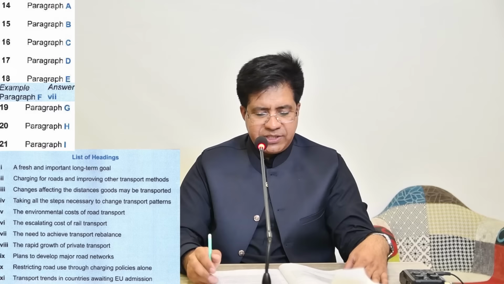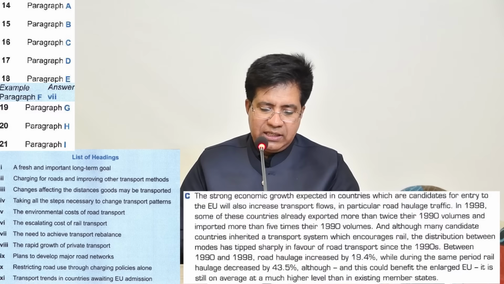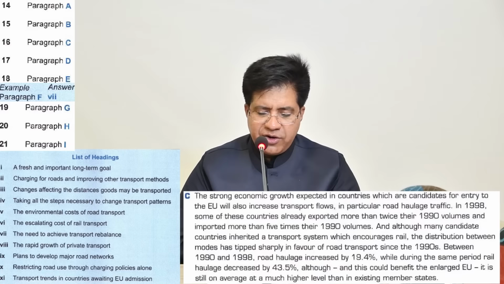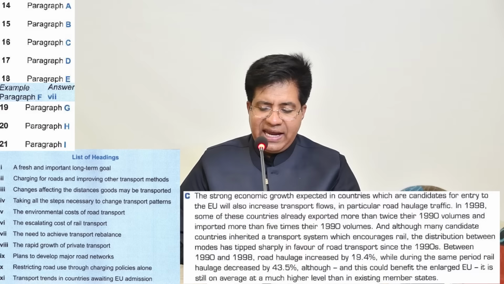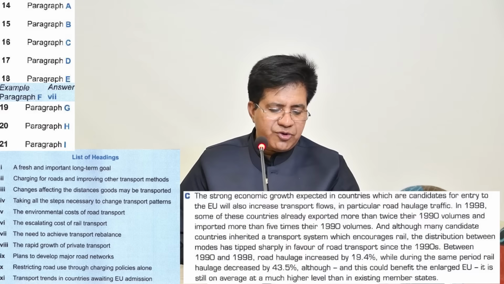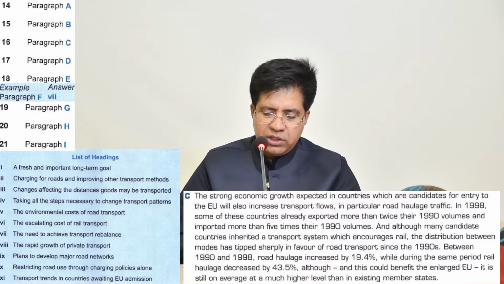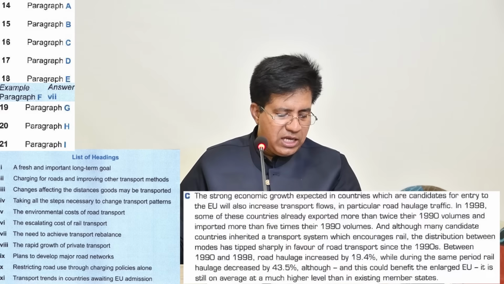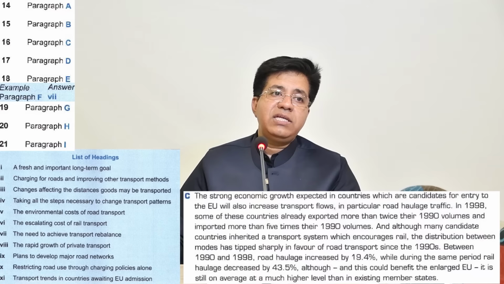Please come to question number 16, paragraph C. Very simple. The first line will give you the answer. The strong economic growth expected in countries which are candidates to entry to the European Union. Strong economic growth, candidates. 11. Well done. Transport trends in countries awaiting EU admission. For awaiting EU admission, what have they used? EU candidate countries. Okay, so for paragraph C, question number 16, the correct answer is heading number 11. And how will you write? XI.